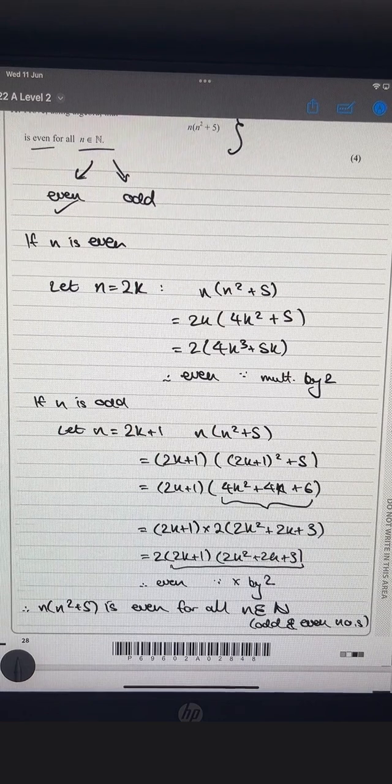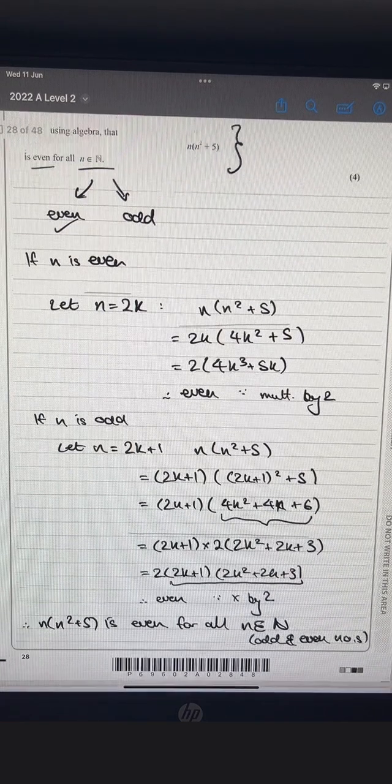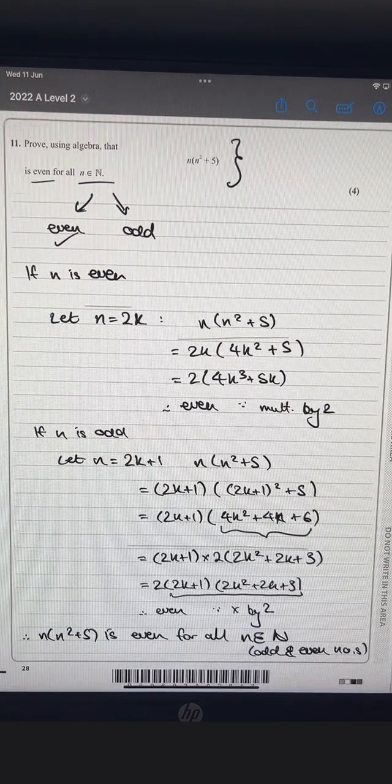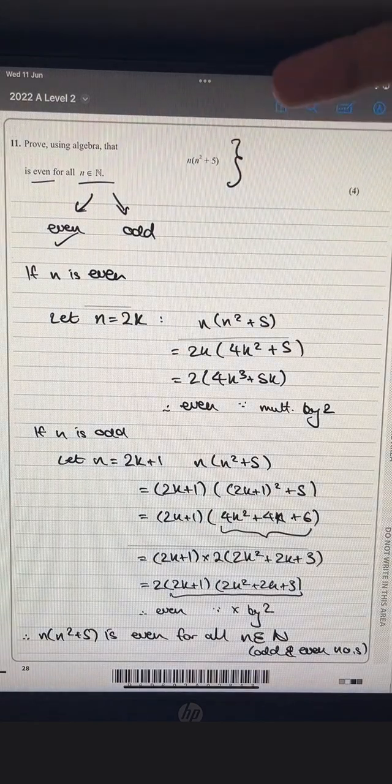So if you're ever doing a proof, do your proof, do all your workings, see what type of proof you need to do, and then just state what the proof has showed, right? So in this one, I'm showing that this thing is even for all positive integers of n, even and odd numbers, all right?